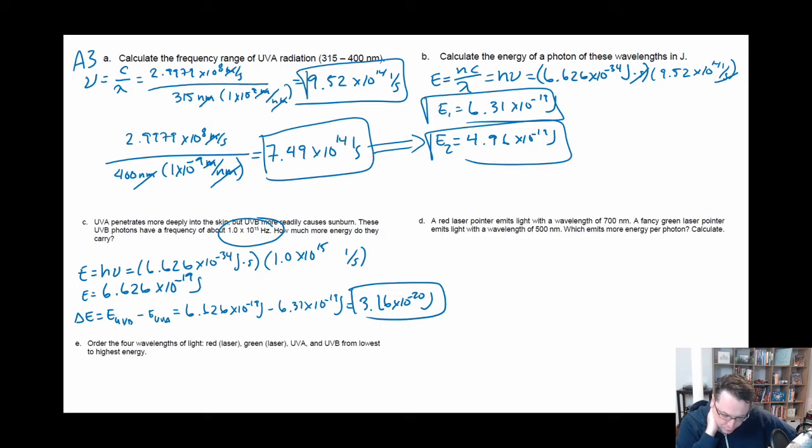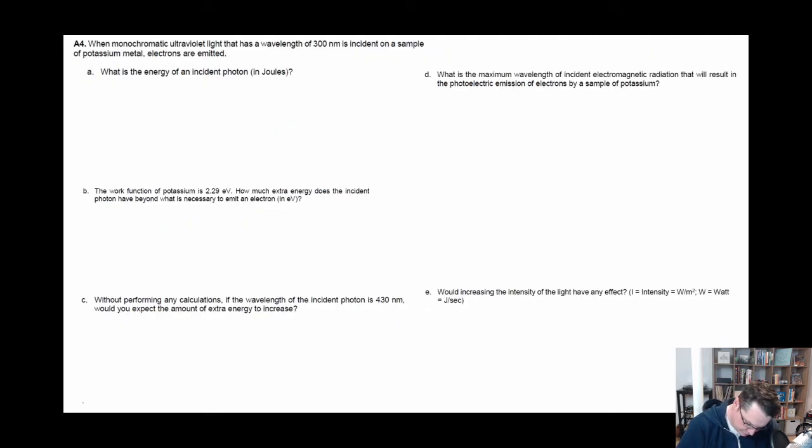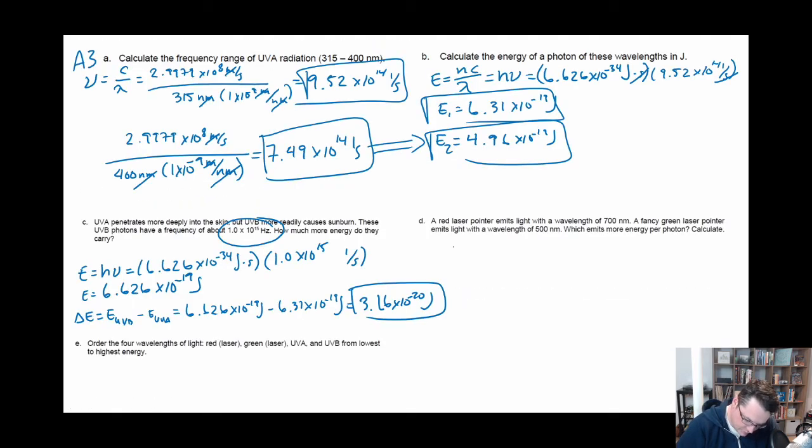All right. Part D, a red laser pointer emits light with a wavelength of 700 nanometers. A fancy green laser pointer emits light with a wavelength of 500 nanometers. Which emits more energy per photon? Now, again, you just do the same application that we've been doing for a lot of the other problems that I've worked through today already. So the energy is equal to hc over lambda.